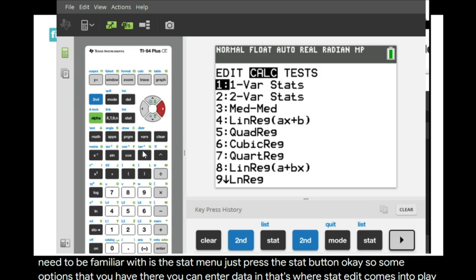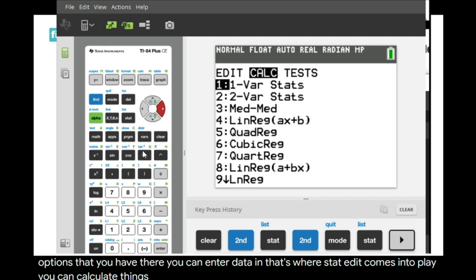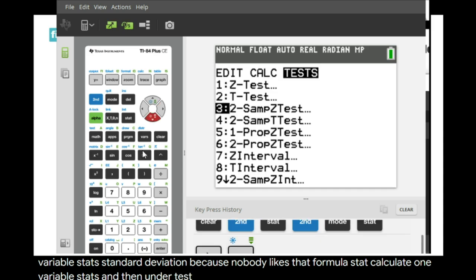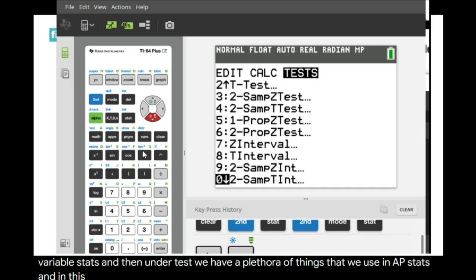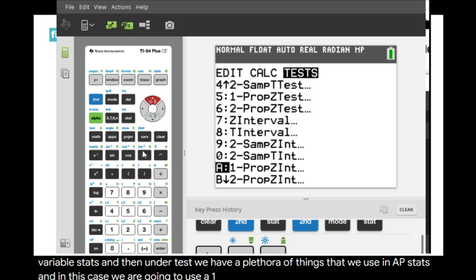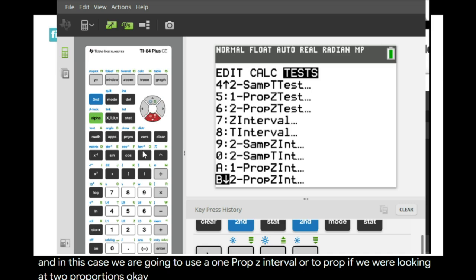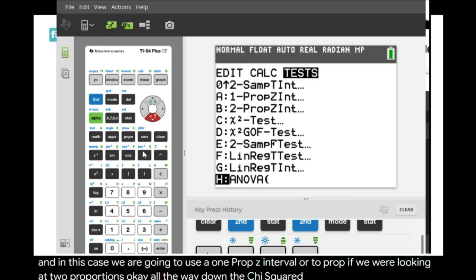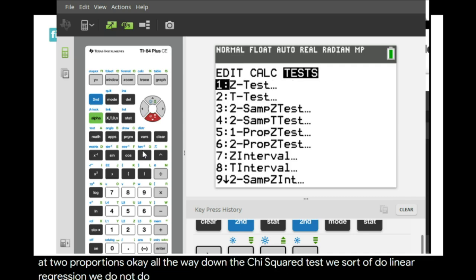You can calculate things. So like if I want to calculate the mean from a data set, one variable stats. Standard deviation, because nobody likes that formula. Stat, calculate, one variable stats. And then under tests, we have a plethora of things that we use in AP Stats. And in this case, we are going to use a one prop z interval, or two prop if we were looking at two proportions, okay? All the way down to chi-squared, and then you got f-test. We don't use f-test. We sort of do linear regression. We do not do ANOVA for some reason. I wish.